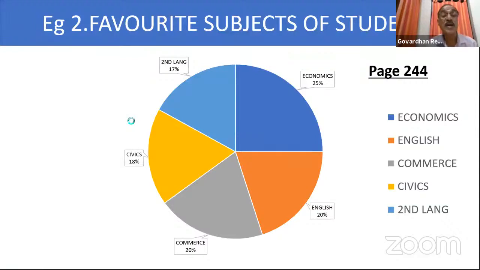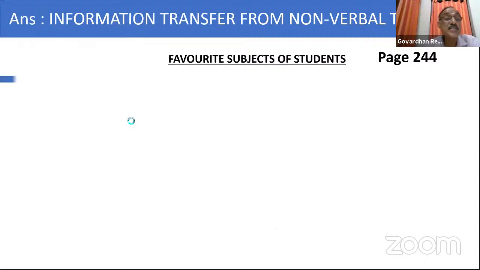Now we'll see another example on page number 244. On page number 244, you have another pie chart showing the favorite subject of students. There are 5 subjects here: economics, English, commerce, civics, and second language. Likewise, the pie chart is divided into 5 sectors showing the favorite subjects of students. We'll see what are the sentences here.